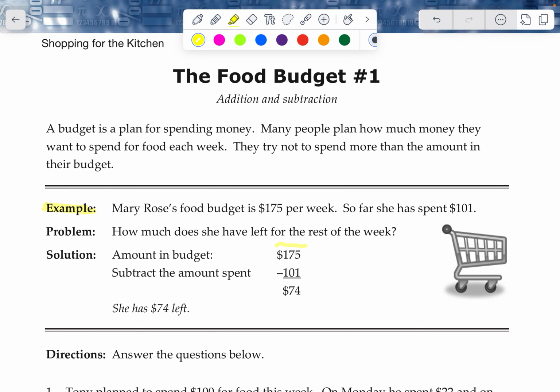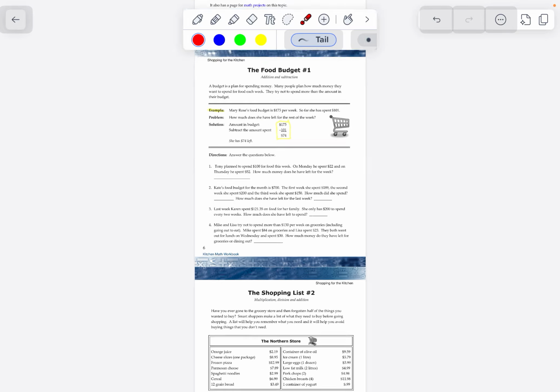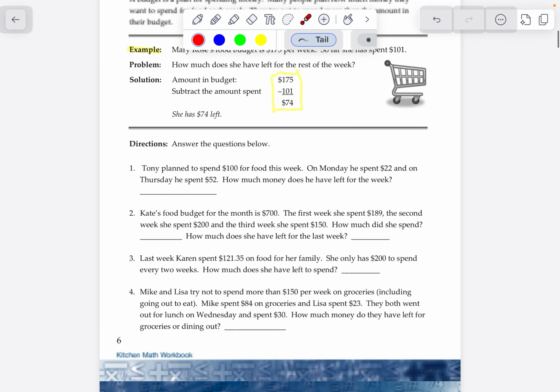So, if you think about it logically here, if we have $175 to spend, and we have $101 going out for food, how much does she have left? You're just going to subtract. So these are very simple problems. You're just really thinking about whether it is something that comes off of the money you have, or is it part of the money that you have? So if you look at these first questions here, 1 through 4, just go ahead and read those over. I'd like to do number 4 together.